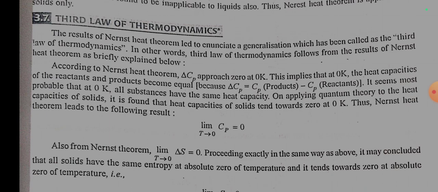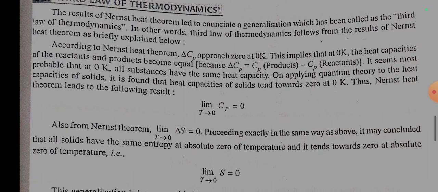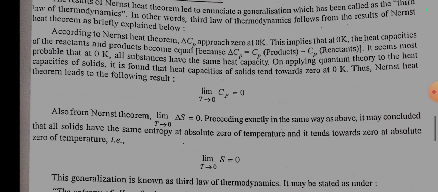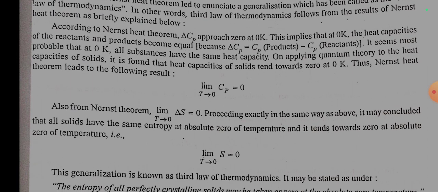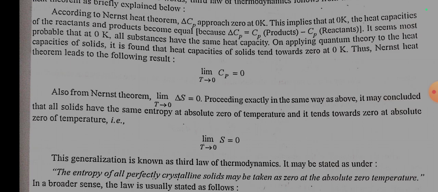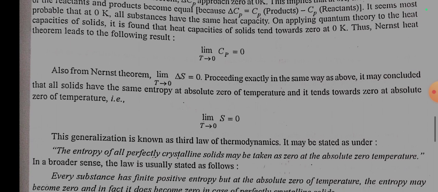Third law of thermodynamics. The result of Nernst heat theorem led to enunciate a generalization which has been called the third law of thermodynamics. In other words, the third law of thermodynamics follows from the results of Nernst heat theorem as briefly explained below. According to Nernst heat theorem, delta Cp approaches 0 at 0 Kelvin. This implies that at 0 Kelvin the heat capacities of the reactants and products become equal. It seems most probable that at 0 Kelvin all substances have the same heat capacity.